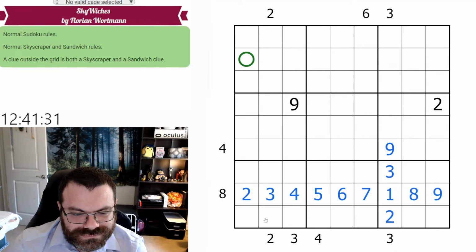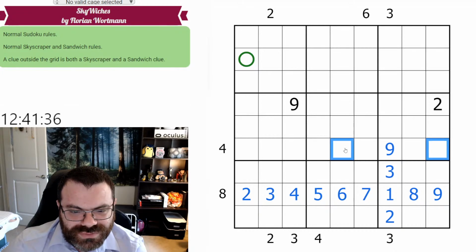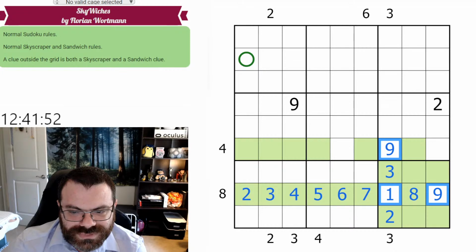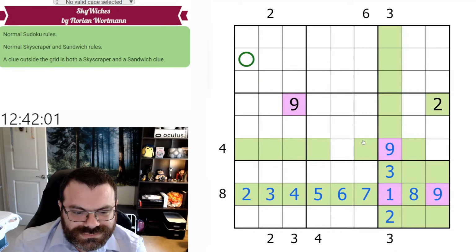And now this 4, we either have a 1 here or a 1 here, with a 4, but I don't know which way it goes. But what that does tell us is that, let me just green cells that are not 1 and 9. I think that's always helpful with sandwich. We'll purple the 1 and 9s. 2 is not, 9 is.